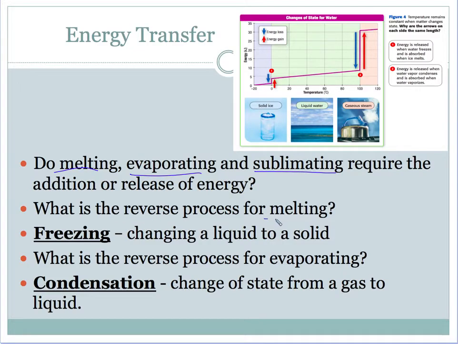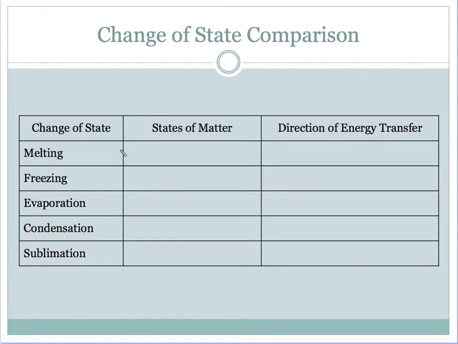The reverse process for melting is known as freezing. And so freezing goes from a liquid to a solid. Evaporating has a reverse process of condensation, which is going from a gas to a liquid. We can look at these states of matter and look at the direction of energy transfer. So we're going to go from blank to blank, and then it's either going to be gained or lost here. So melting goes from solid to liquid. Energy is gained. Freezing goes from a liquid to solid. Energy is lost.